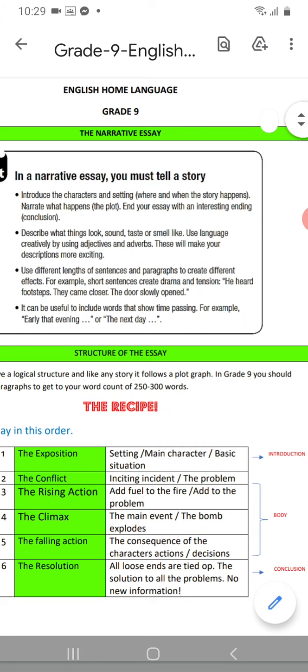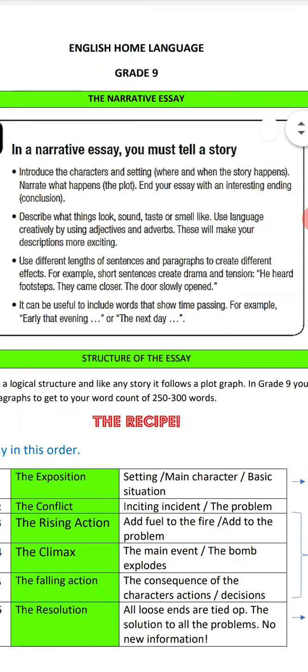So I am again going to give you a summary of the structure, the elements of the plot, and what is a narrative essay, and then there will be an example, and then there will be a task that you have to attempt, and you will submit your assignments.